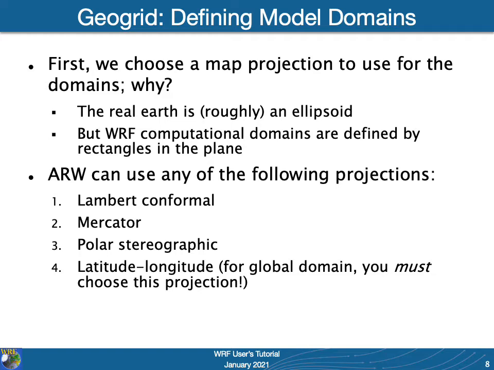There are many different map projections, but there are only 4 that are supported by the Geogrid program for ARW simulations. So the first of these is the Lambert conformal conic projection. The second is the Mercator projection. The third is the polar stereographic projection. And the fourth is the latitude-longitude projection. And if you intend to run a global simulation using the ARW, you have to choose a latitude-longitude projection. So in the next few slides, we're going to look at each of these map projections in turn.